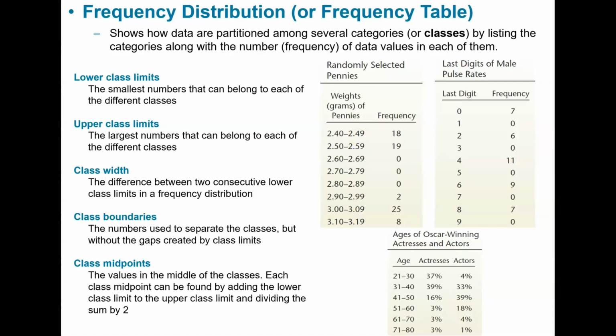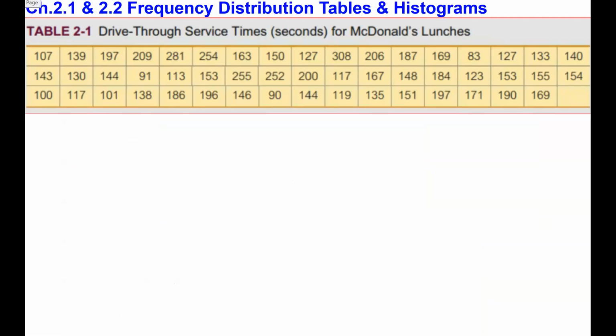Class midpoints are the values in the middle of the classes. Each class midpoint can be found by adding the lower class limit to the upper class limit and dividing the sum by 2. For this data set, we are going to divide the data values into 5 classes. Usually the number of classes is between 5 and 20. The number of classes depends on the size of the data set. The larger the data set, the more classes you probably want to divide it into.